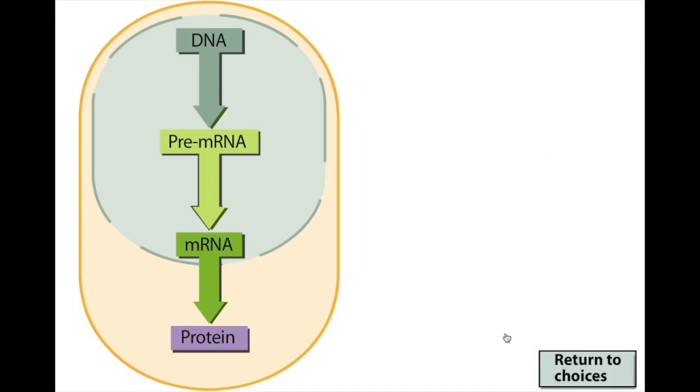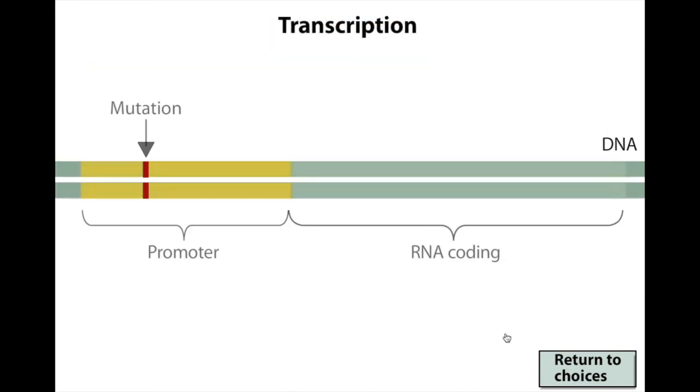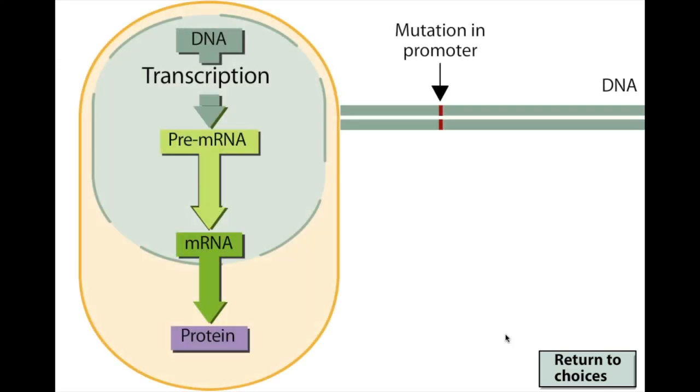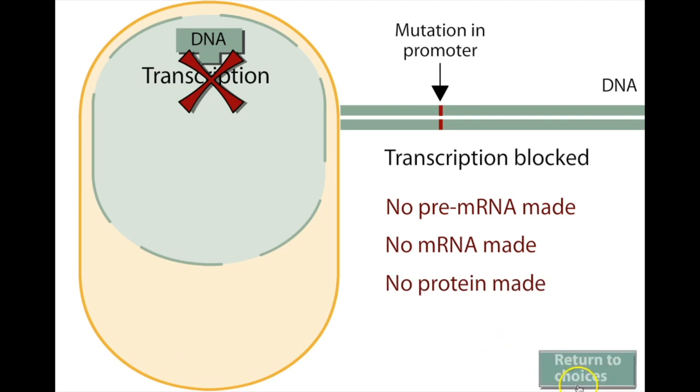This animation describes what happens if a gene contains a mutation in its promoter region. The promoter of this gene contains a mutation at a critical site for RNA polymerase binding. The polymerase and the rest of the transcription machinery fail to bind to the DNA and carry out transcription. Because transcription is blocked, no mRNA is synthesized, and therefore no protein is made. The mutant gene is not expressed.